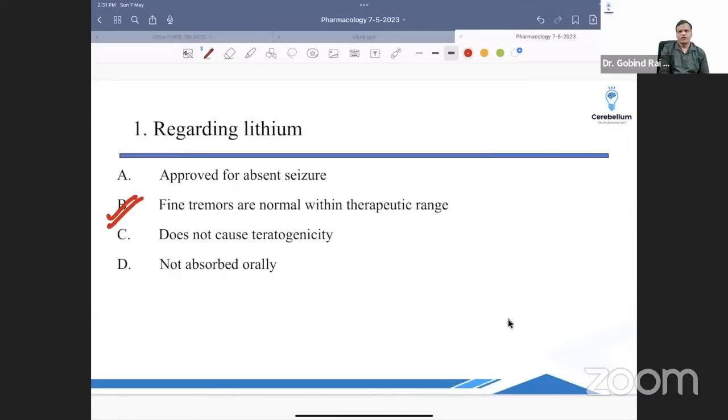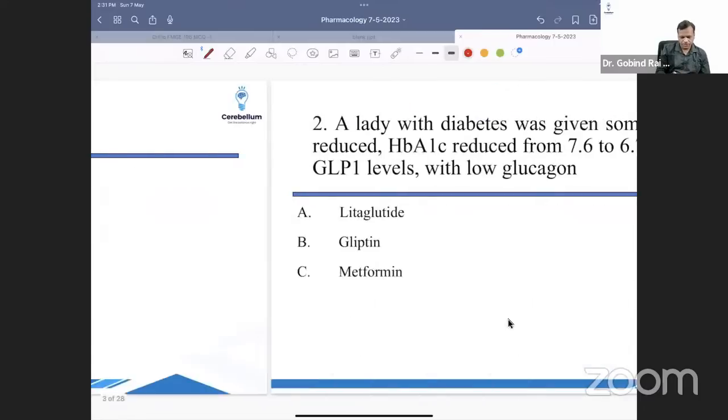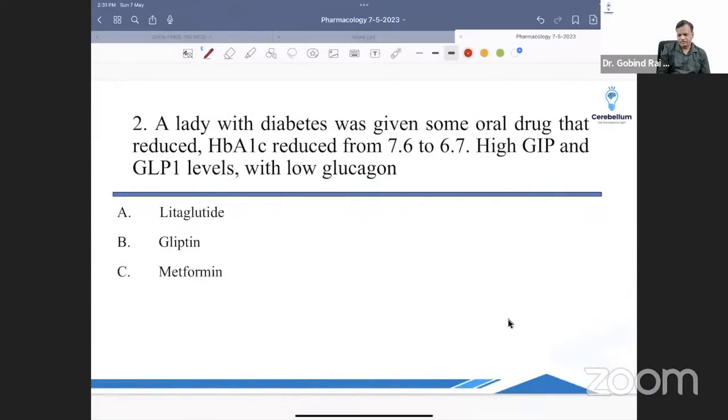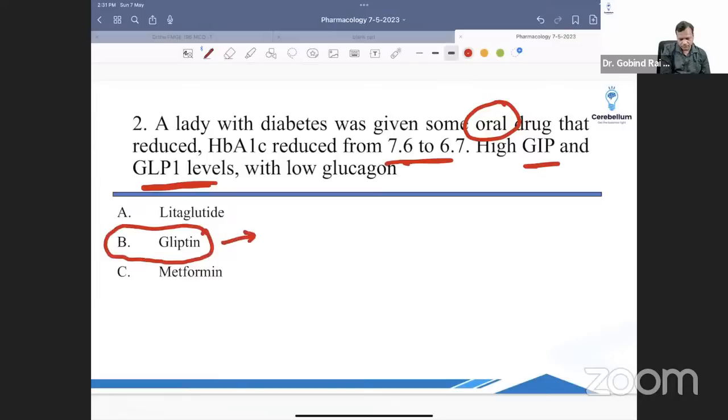So lithium we have already discussed; Dr. Praveen has already discussed. Tremors are normal at therapeutic range. Then the next question: a lady with diabetes was given some oral drug, and that has reduced HbA1c a little bit. And there is some option regarding GIP and GLP-1 levels. So they are talking about incretins. So I feel the question must be on gliptin. Which gliptin was given? Any gliptin given should be the answer.